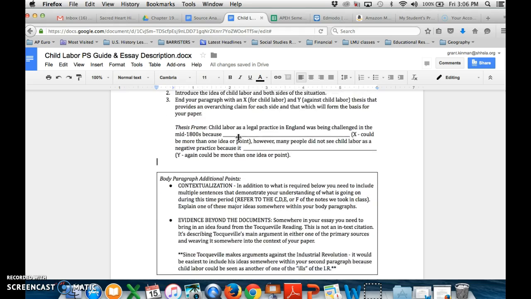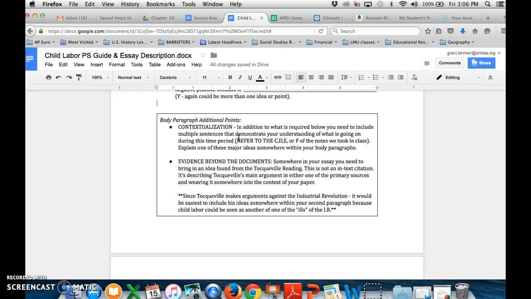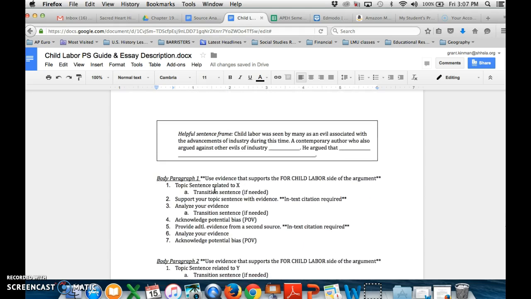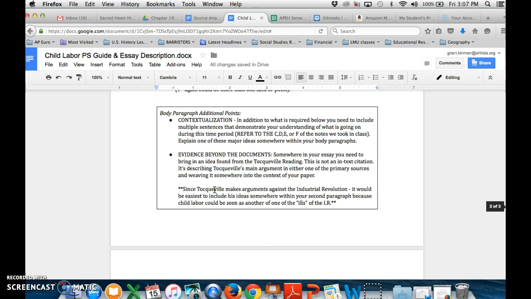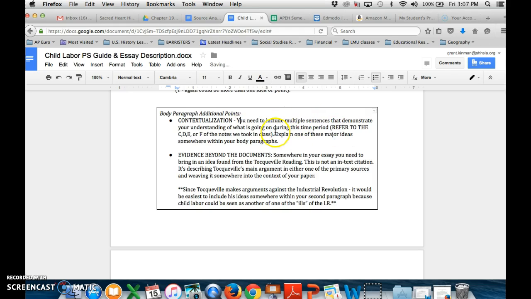So that's the intro. Here's your body. A couple of points before we get into the body paragraphs. Somewhere within the 2 body paragraphs, so we'll get to those in a second, somewhere within those you need to include these 2 things to get a point for your DBQ. Contextualization, which means that in addition to what is required below, you need to include multiple sentences that demonstrate your understanding of what is going on during this time period.